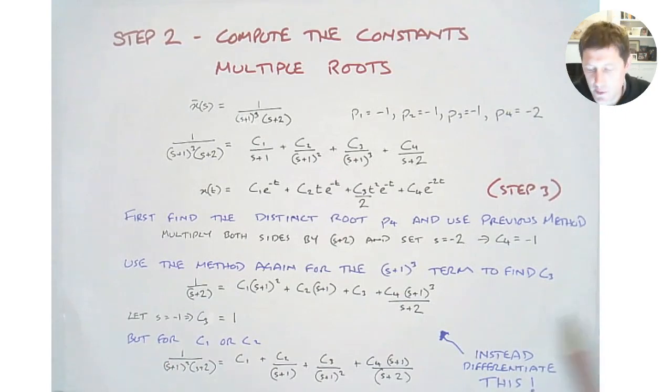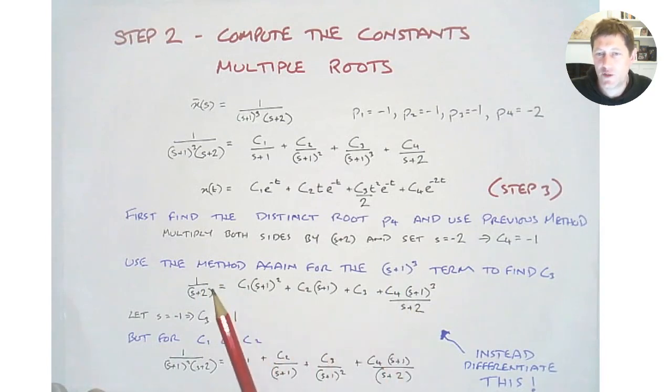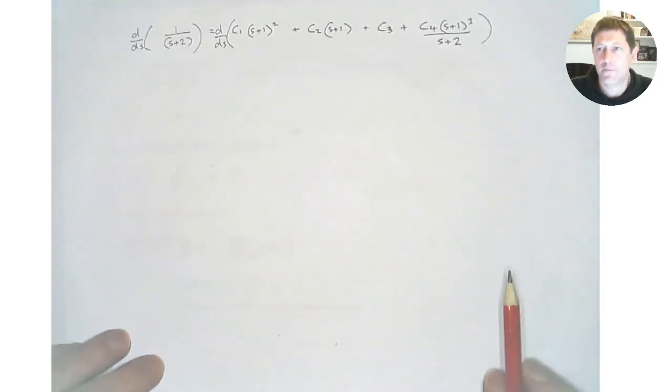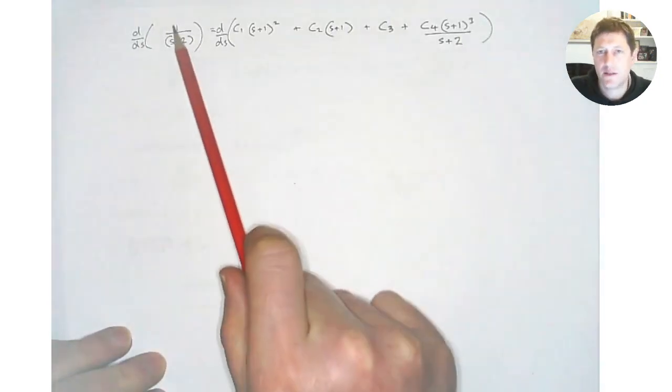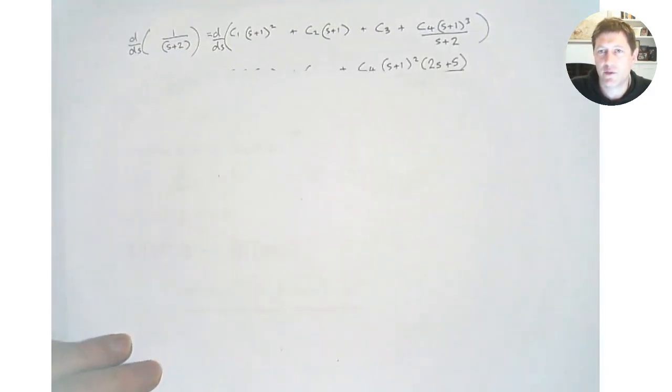But it's not too bad. The technique is simply to take this equation. So this is the equation we have after we've multiplied through by the s plus 1 cubed term. We can take this equation and differentiate it. So we differentiate the left-hand side, differentiate the right-hand side. That's a perfectly legitimate thing to do, and we'll find that that helps us. So here we are doing that. This is the left-hand side, this is the right-hand side, and we differentiate both sides with respect to s.